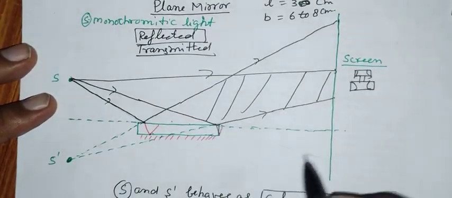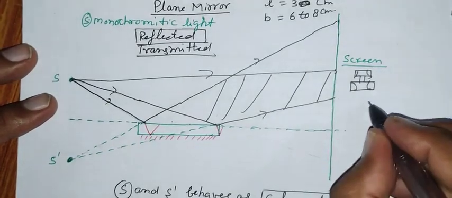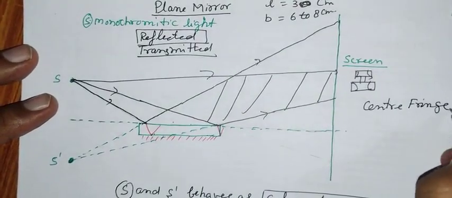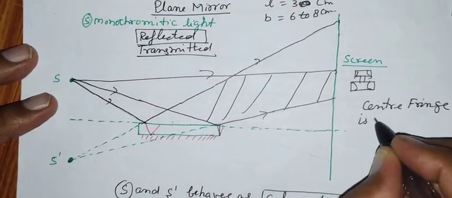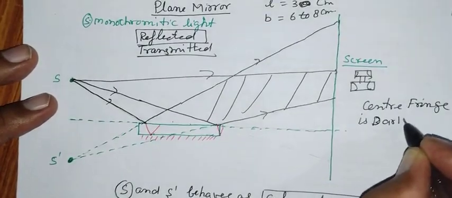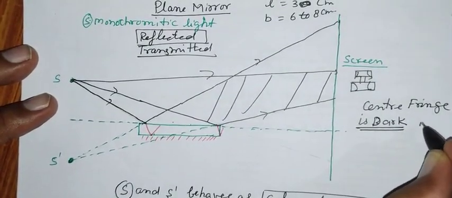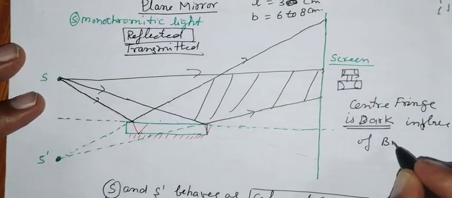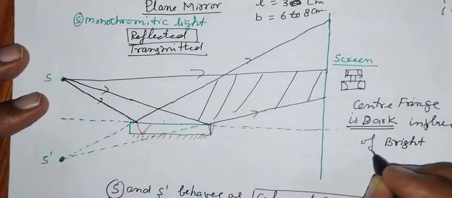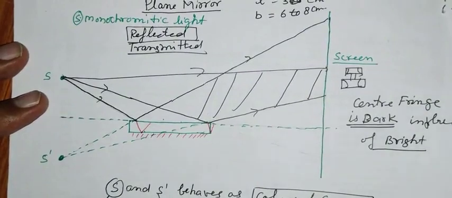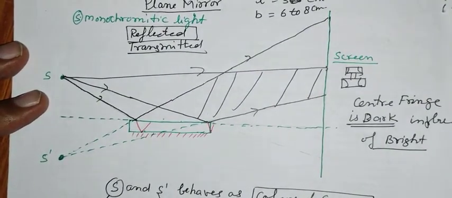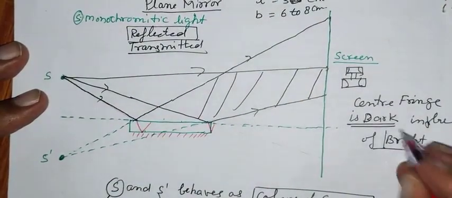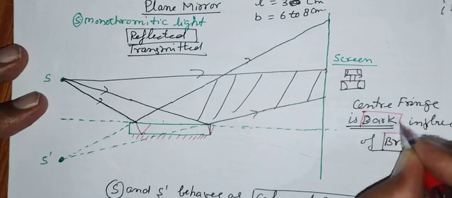So in that condition, the center fringe appears dark in place of bright. In Young double slit experiment and Fresnel biprism experiment, the center fringe is obtained bright, but here it appears dark.